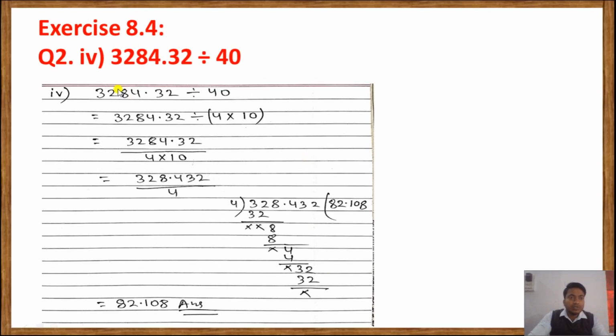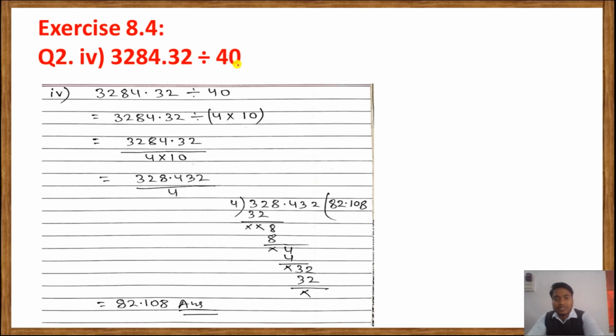Now question number 4. This was question number 2, and now 4. We have 3284.32. This we have to divide by 40.